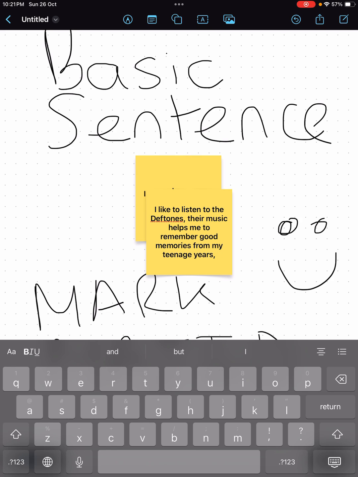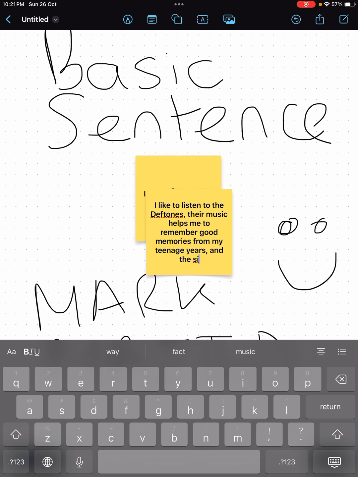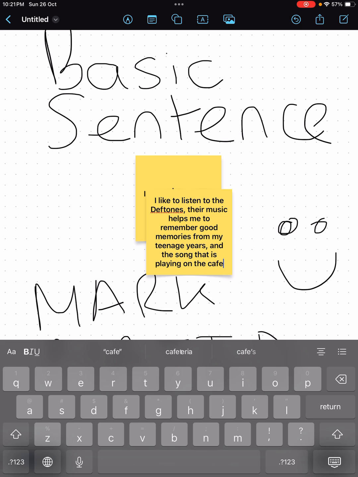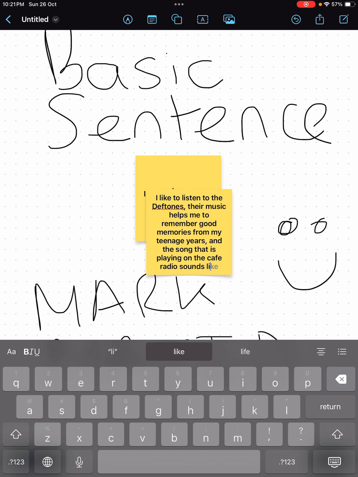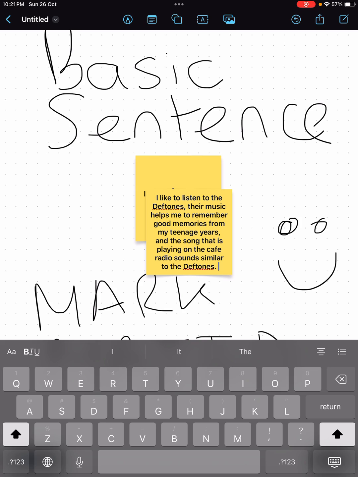Okay. I like to listen to the Deftones. Their music helps me to remember good memories from my teenage years. And what could I say to explain why? I know. The song that is playing on the cafe radio sounds similar to the Deftones. Yes, complex sentence. So let's look at this again. I like to listen to the Deftones. Their music helps me to remember good memories from my teenage years. And the song that is playing on the cafe radio sounds similar to the Deftones.